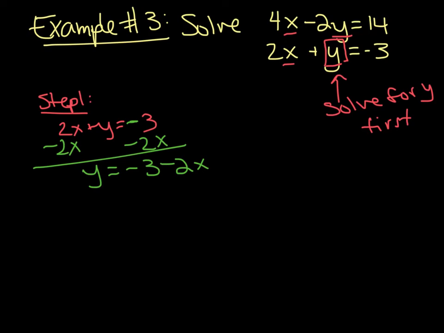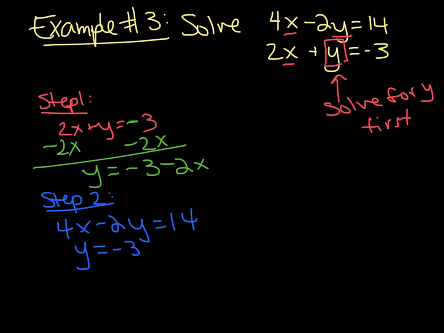So now I'm going to do all of the same steps that I had in the previous problem. I always like to rewrite my two equations. So my original one was 4x minus 2y equals 14. The 2x plus y equals negative 3 has now changed to y equals negative 3 minus 2x. So I recommend that you rewrite both equations as you're doing it, because otherwise you might accidentally mix up the equations and it'll be a whole mess.